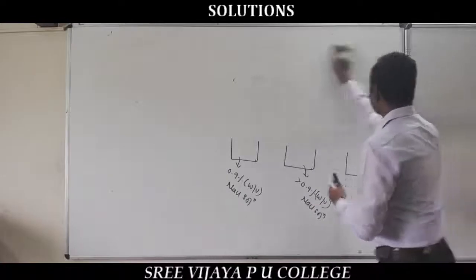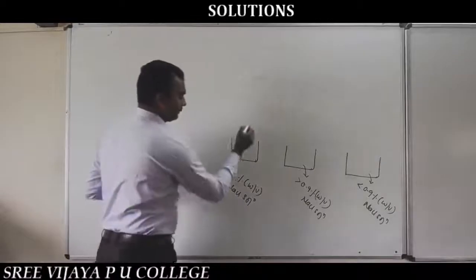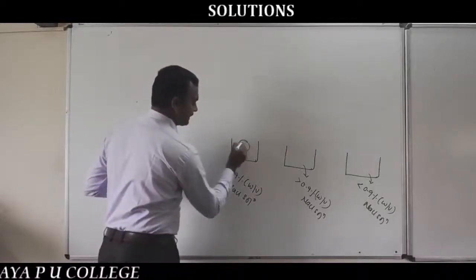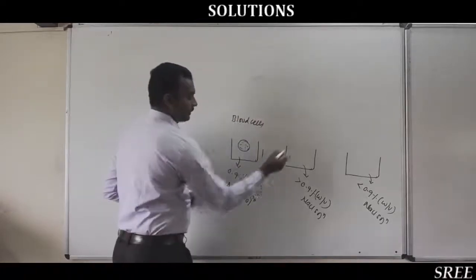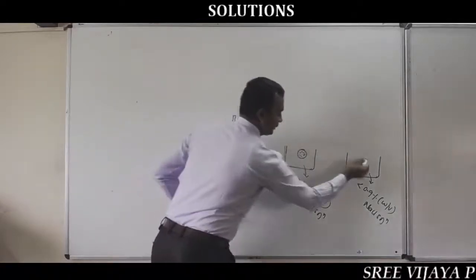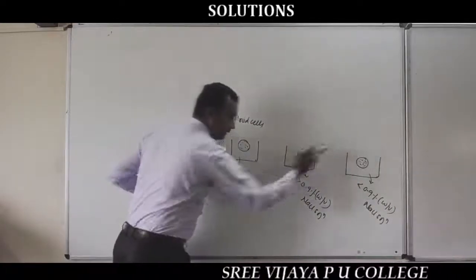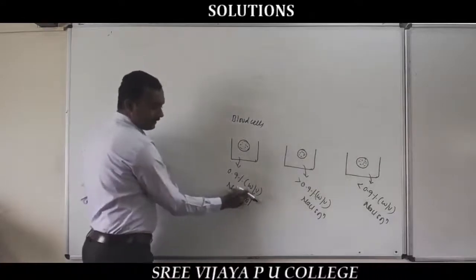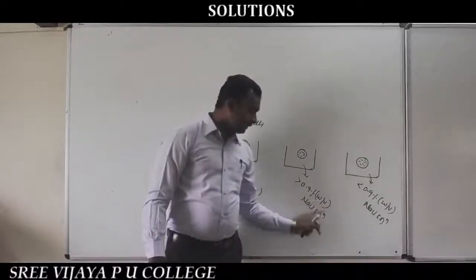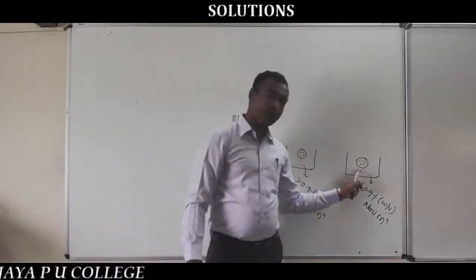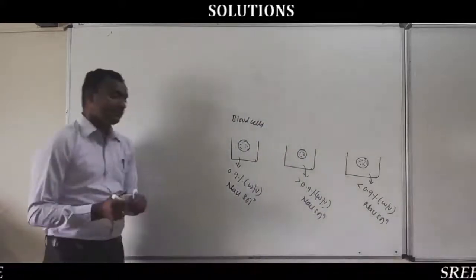So when blood cells are added, what happens to the size of the blood cells? Take this as one blood cell, this as one blood cell. When blood cells are placed in 0.9% w/v NaCl solution, what happens to their size? What happens when placed in a solution greater than 0.9% w/v NaCl? And again, the size of blood cells when added to a solution that is less than 0.9% w/v NaCl.